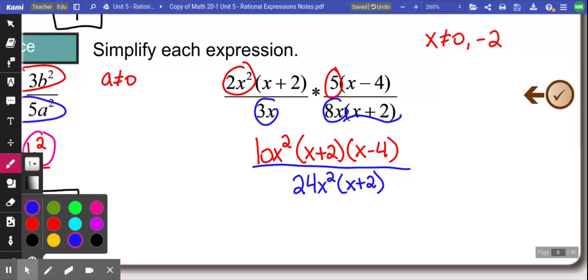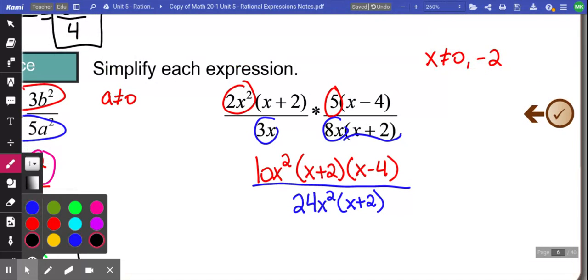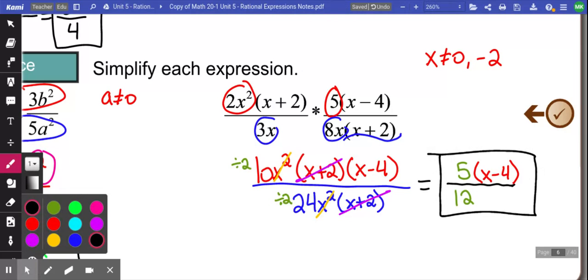Once you've written things as a single fraction, then you can start to reduce that fraction. So I look at my monomials first. My 10 and my 24 can both divide by 2 to become 5 and 12. My x squareds in the monomials can cancel with each other. My x plus 2's, the entire binomials, can cancel with each other. And that x minus 4 on the top cannot cancel with any x minus 4's on the bottom, so it stays the way it is. My answer should have been 5 times x minus 4, divided by 12.